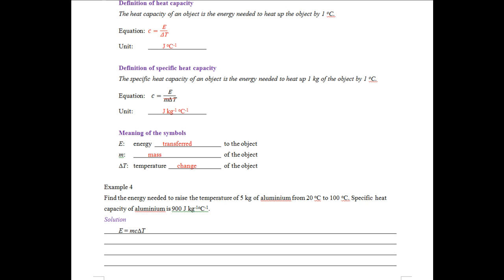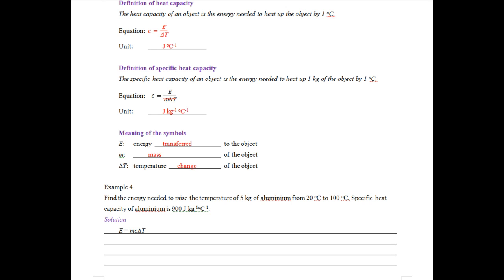Well, we start from the equation of specific heat capacity. If we rearrange the position of the symbols, we'll get an equation like this. E is the energy needed and is the unknown which has to be found. m is the mass of the aluminum, which is 5. c is the specific heat capacity of aluminum, which is 900. Delta T is the temperature change, which is 80.